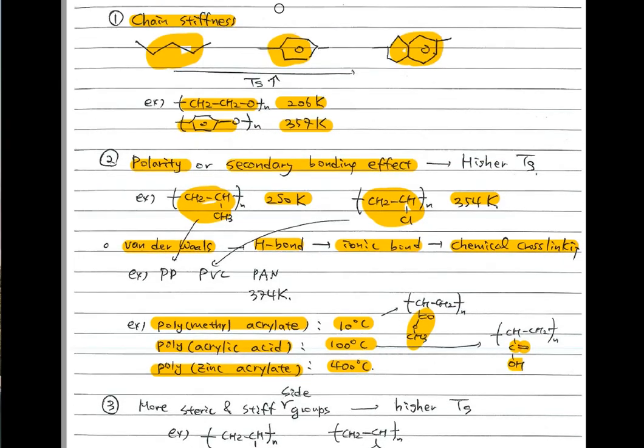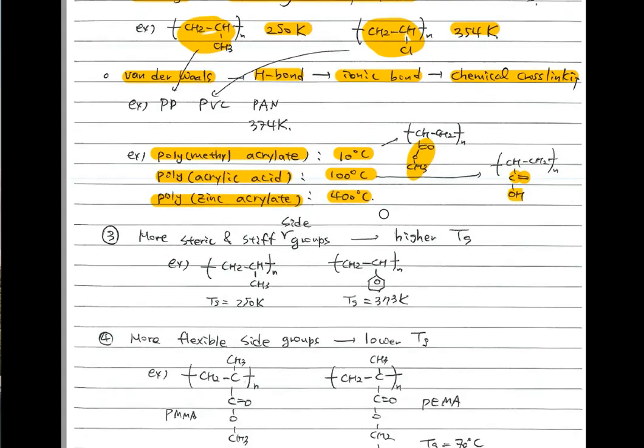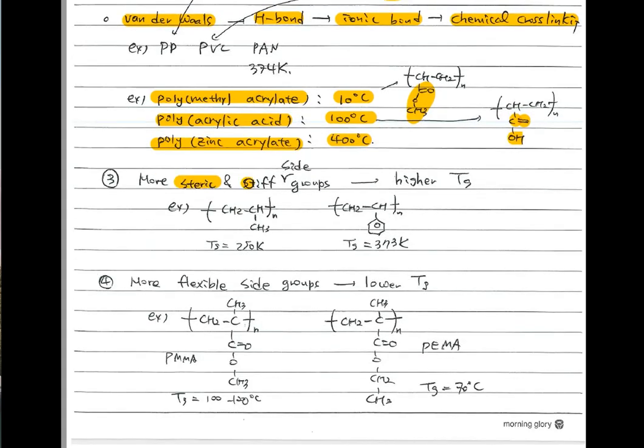Similarly to the main backbone chain stiffness, if you have a more steric or stiff side group, it also increases Tg. If you compare polypropylene and polystyrene, here we have a benzene ring. This benzene ring forms more stiff polymer chains and also gives larger van der Waals interactions. That's why compared to polypropylene, polystyrene has a much higher Tg.